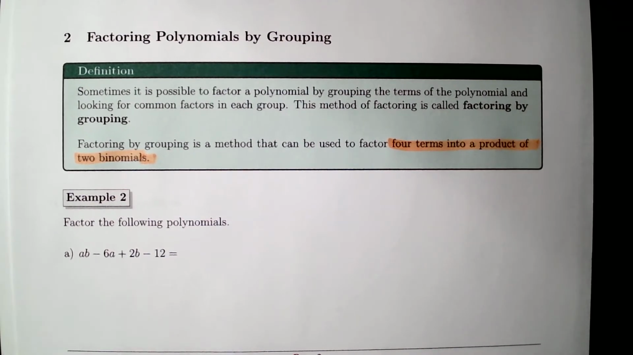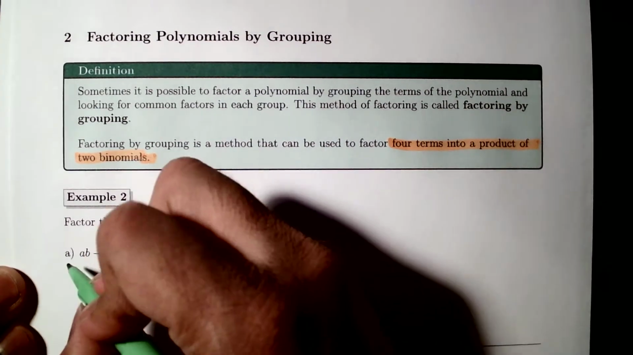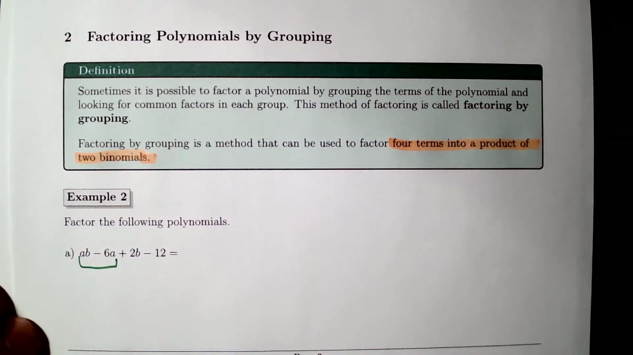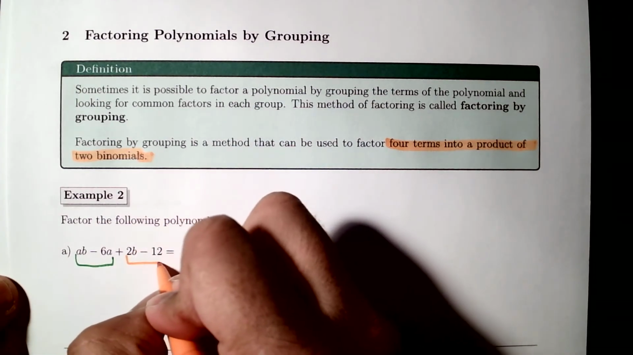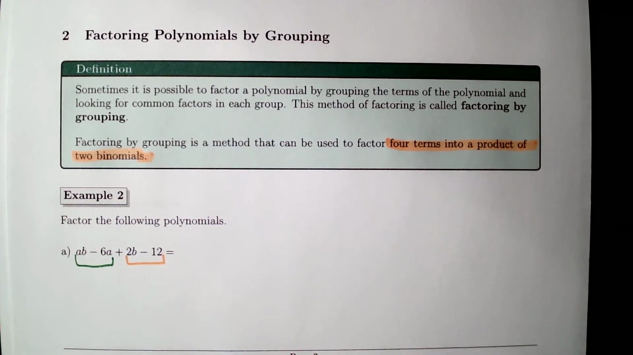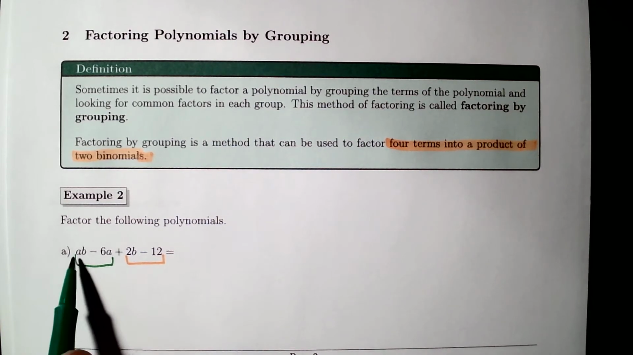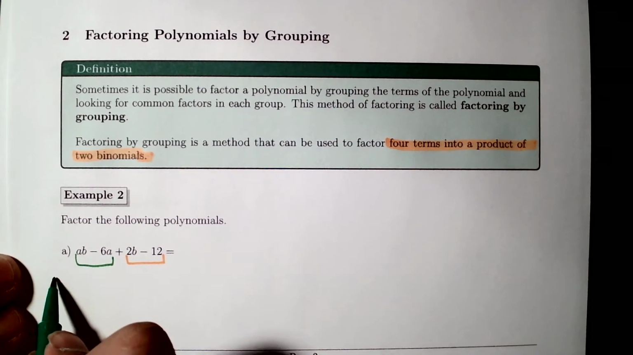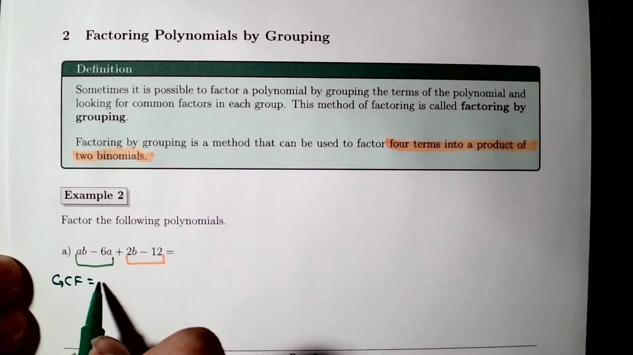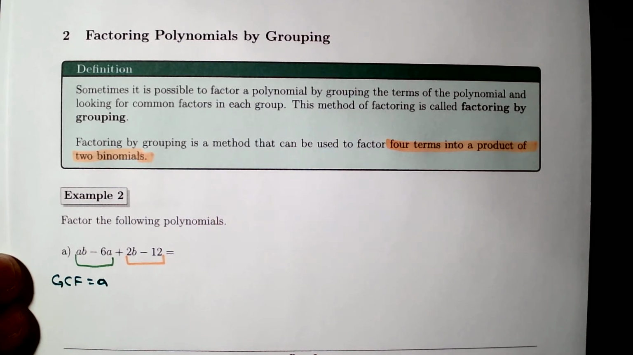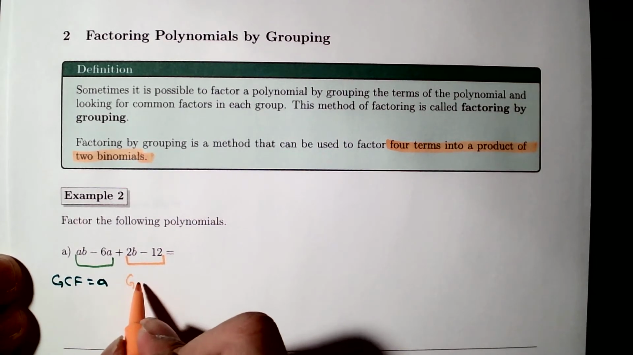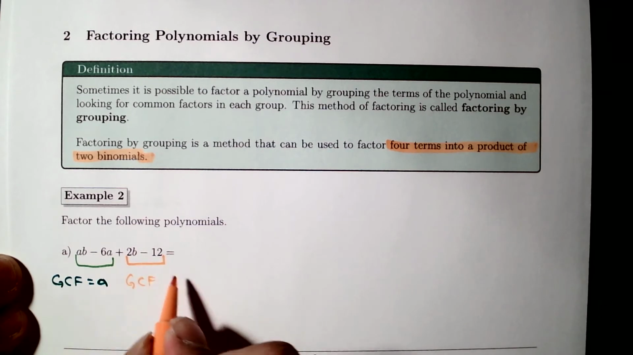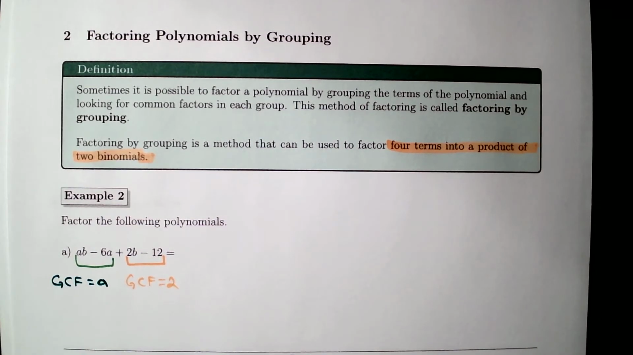This is what we're going to do. On our first example, I'm going to group the first 2 terms, and then I'm going to group the remaining 2 terms. I'm going to find the GCF here. So if you observe these 2 terms, the ones I have in green, what do they have in common? They have the a in common. And the GCF of the second group is the number 2. I'm going to factor that out from each group.